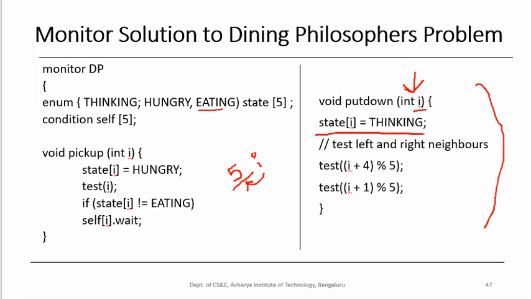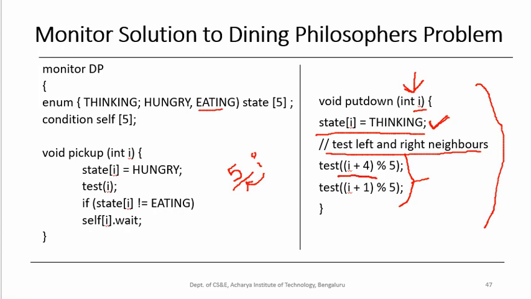Now the philosopher has finished eating. In the last class we discussed that the philosopher does only two things, either eats or thinks. Because the philosopher has finished eating and is trying to put down the chopsticks, the state of the philosopher is made thinking. Now this philosopher who is putting down two chopsticks tests if somebody is waiting for those chopsticks.